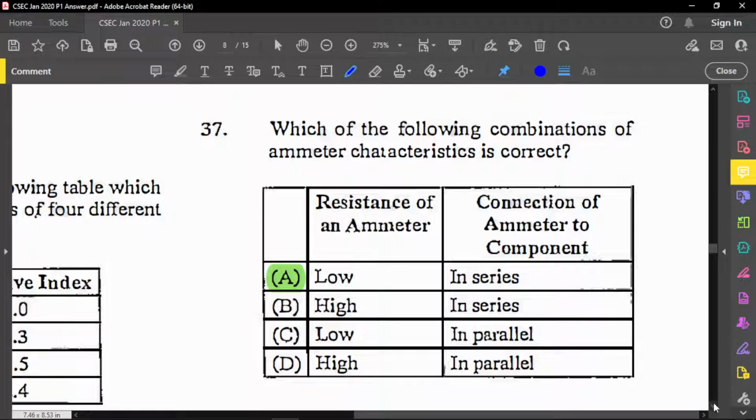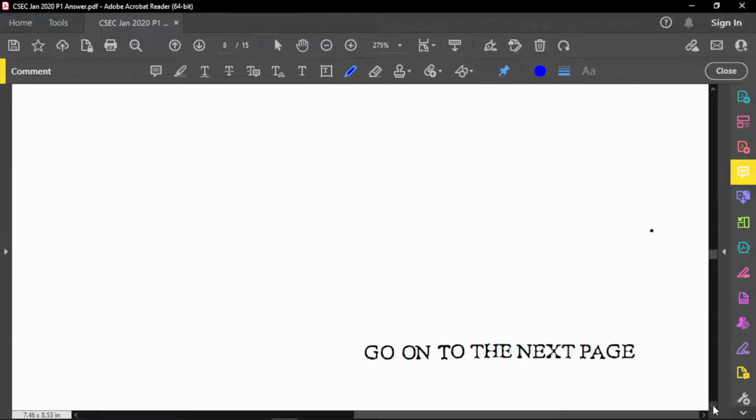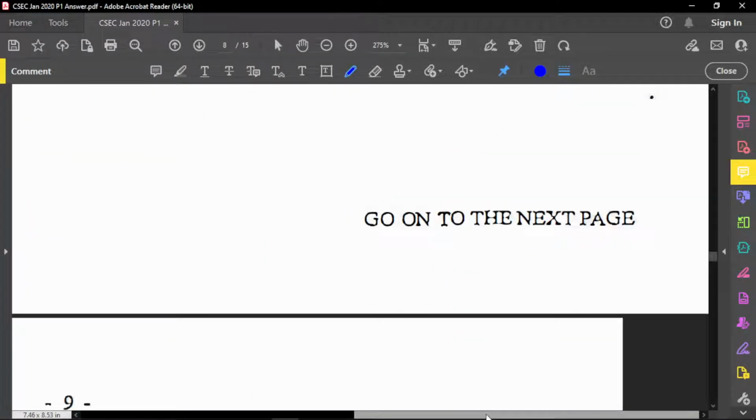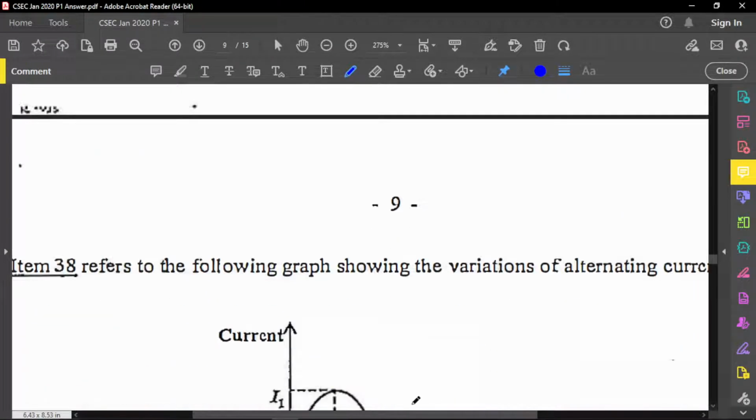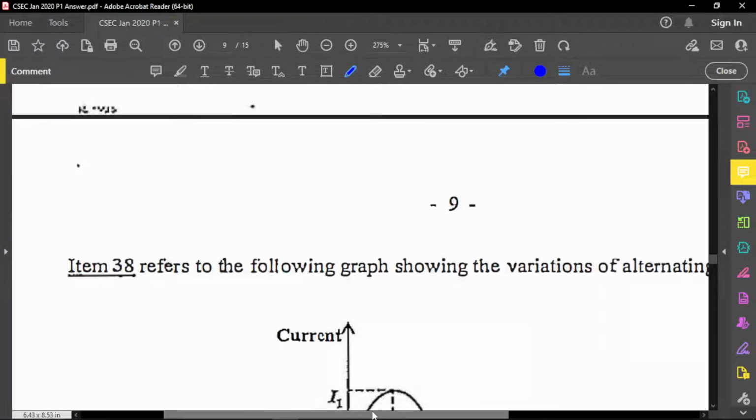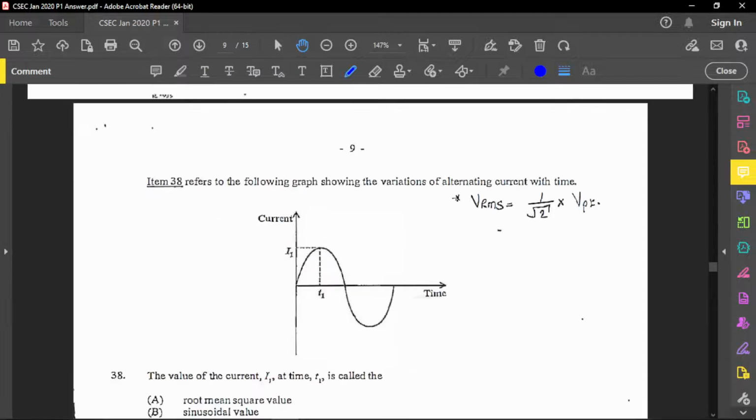All right, let's go to question number 38, and I think it is at the bottom of this page right here. I need to zoom into this. All right, there we go.